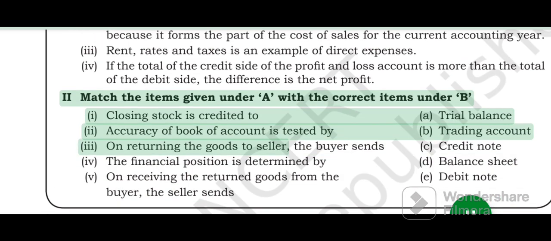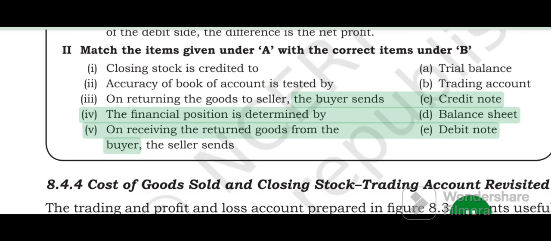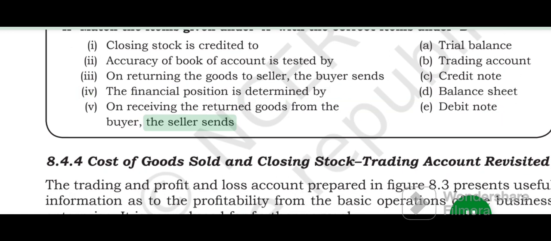2. Match the items given under A with the correct items under B. I. Closing stock is credited to A. Trial balance. II. Accuracy of book of account is tested by B. Trading account. III. On returning the goods to seller, the buyer sends C. Credit note. IV. The financial position is determined by D. Balance sheet. V. On receiving the returned goods from the buyer, the seller sends A. Debit note.